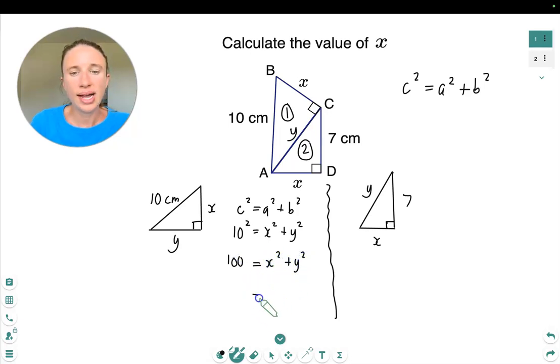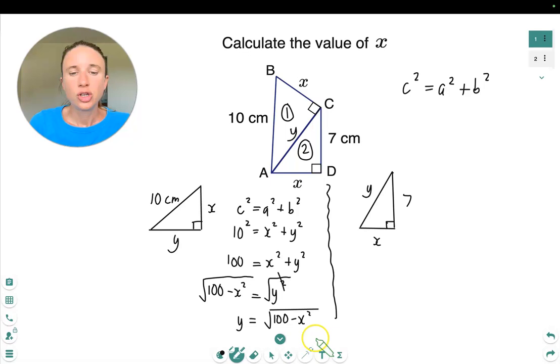Let's make y the subject. Isolating y, I can put that x squared on the other side. It becomes take x squared. We're left with y squared, and I want y, not y squared. So I'm going to take the square root of both sides, and that's going to cancel that. I'm just going to rewrite the order. Y equals root 100 take x squared. So we have got an equation, okay?